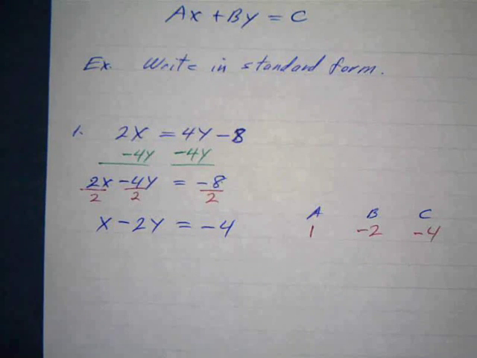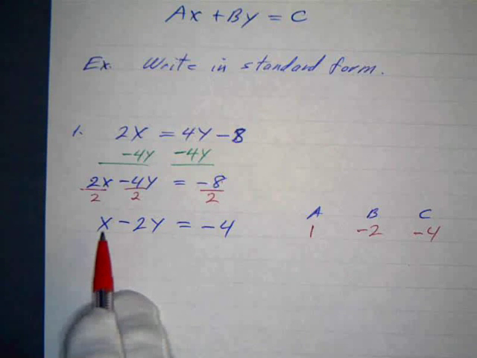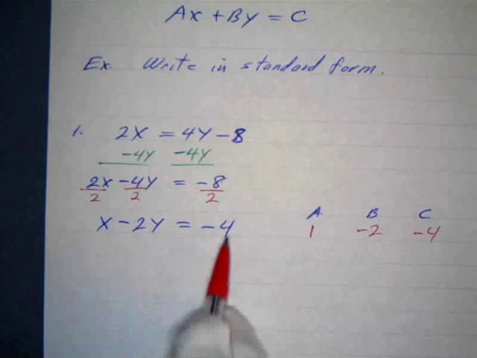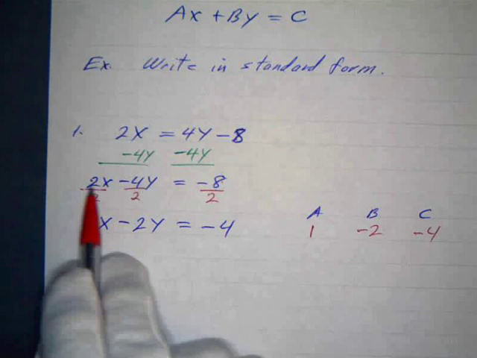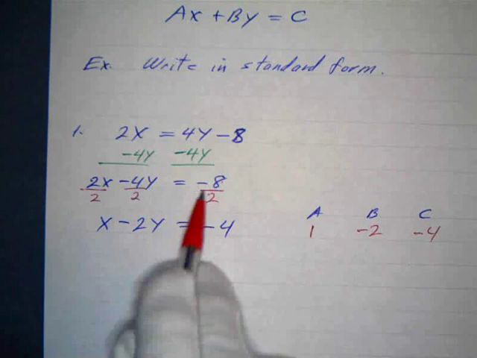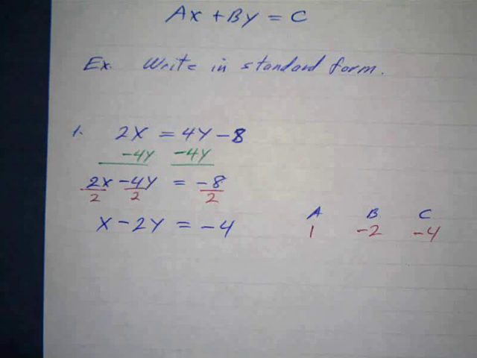Okay? So we want to have all the x's and y's on the left, the numbers on the right. Whatever is in front of the x should be positive, and we shouldn't have a common factor. And in this case, they all cannot be divisible by the same number. You have to divide that out if they are. Okay? Here's another example.